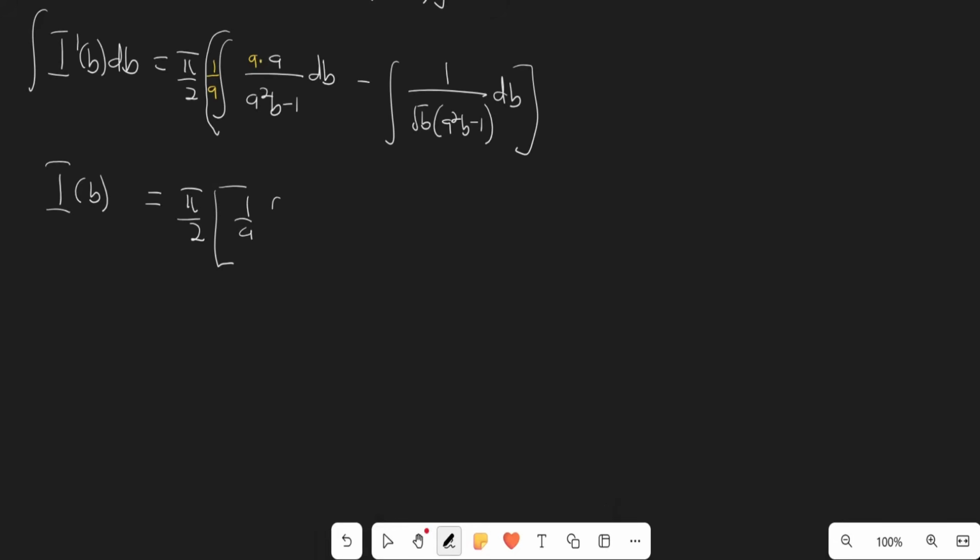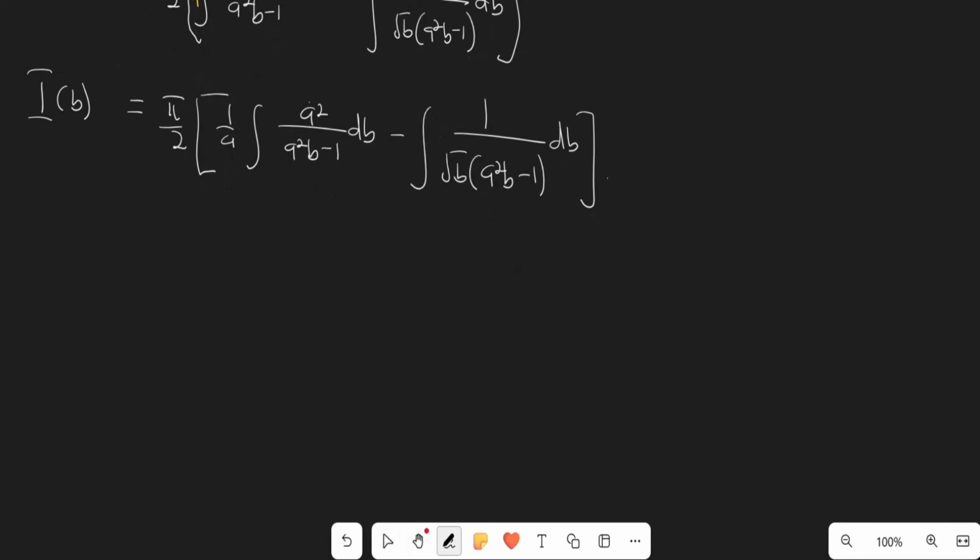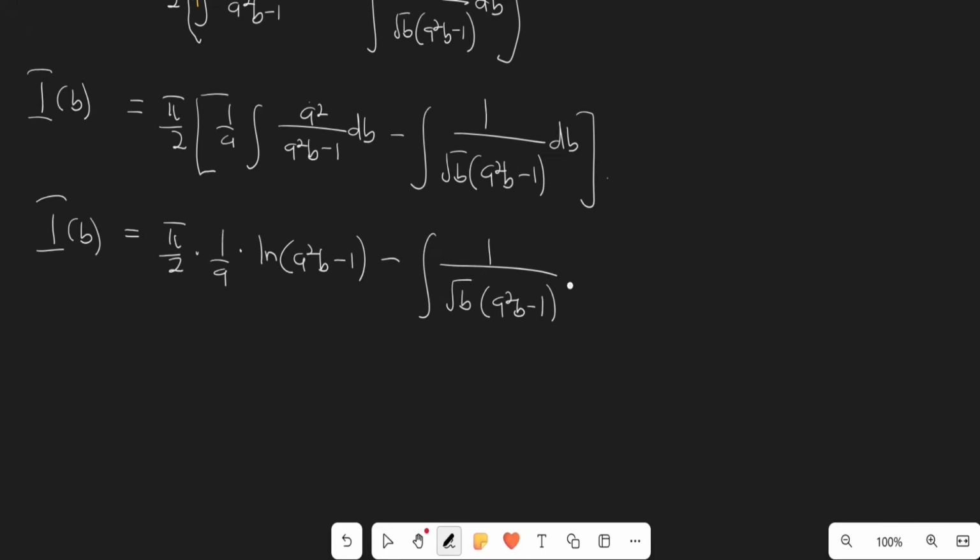So when I do that, the integral now looks like this. I have 1 over a, the integral of a squared all over a squared b minus 1 db, minus the integral of 1 all over the square root of b multiplied by a squared b minus 1 db. So you see that now when I differentiate the denominator, I get the numerator, and the resulting value of that integral is this. So pi over 2 multiplied by 1 over a, and this is now the ln of a squared b minus 1, minus this integral, the integral of 1 all over the square root of b multiplied by a squared b minus 1 db.